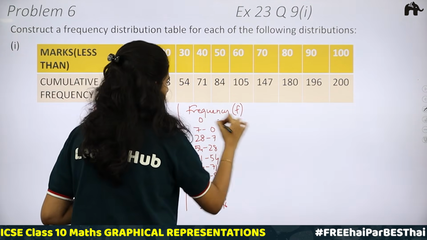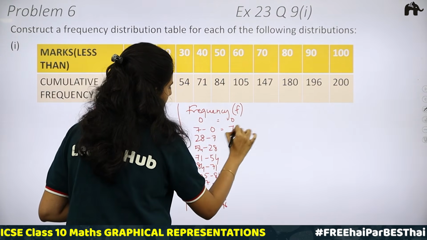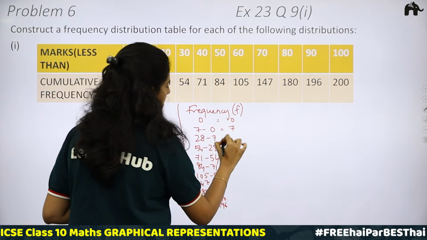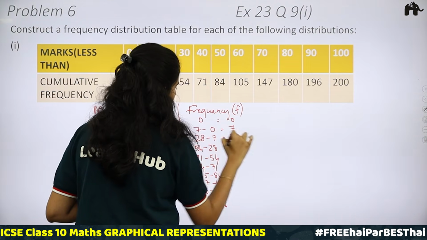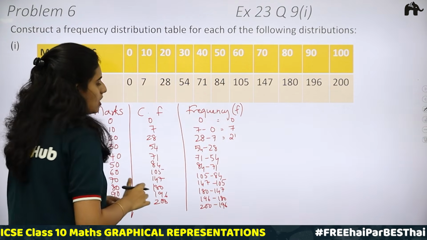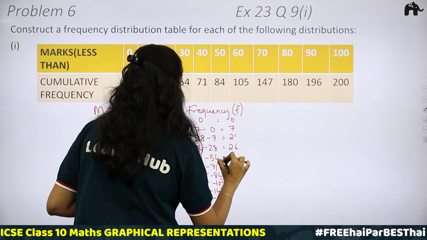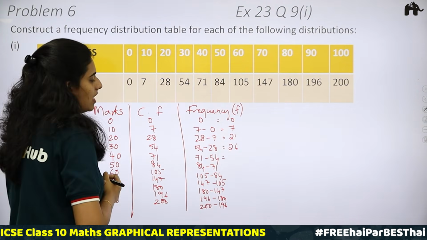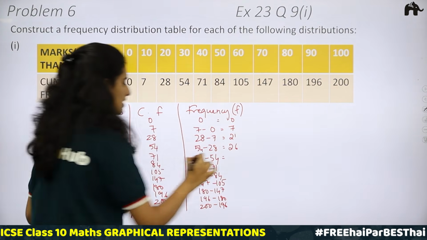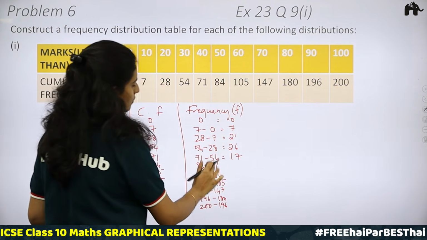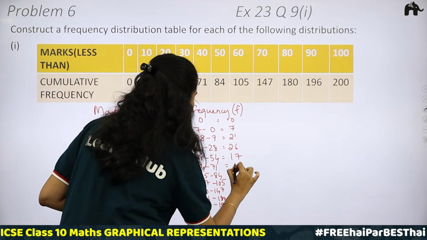This is 0. 7 minus 0 is 7. 28 minus 7 is 21. 54 minus 28, you will be getting 26. Okay. 71 minus 54, that is 17. 84 minus 71, you will be getting 13.